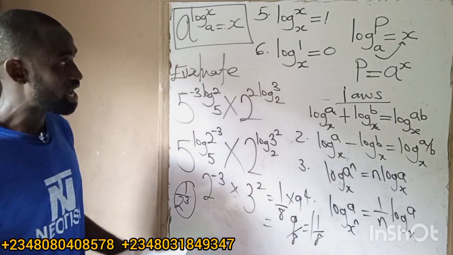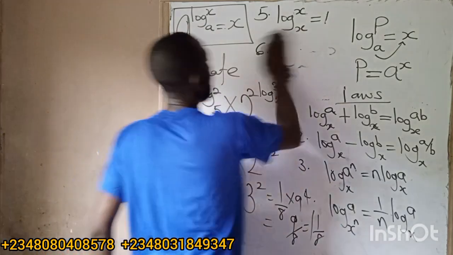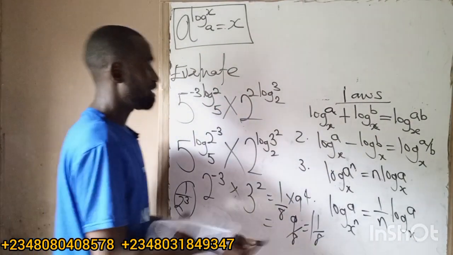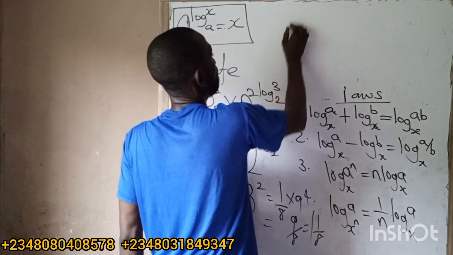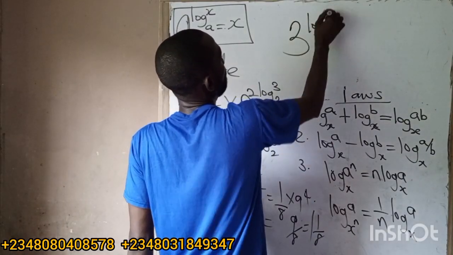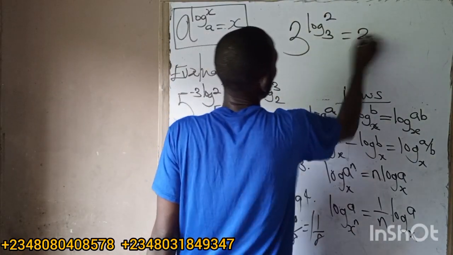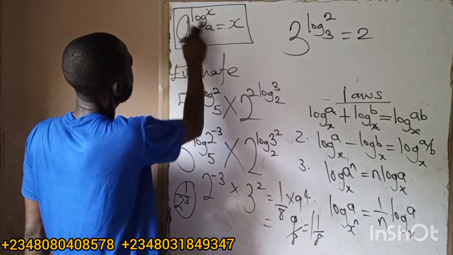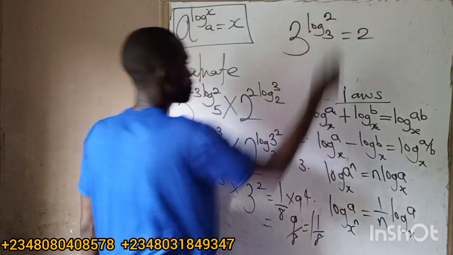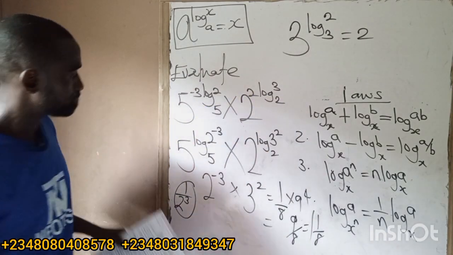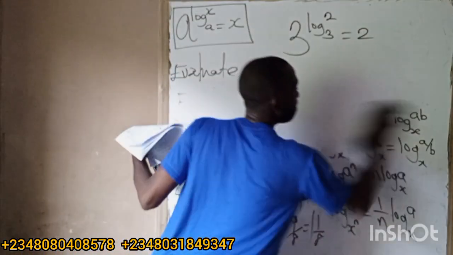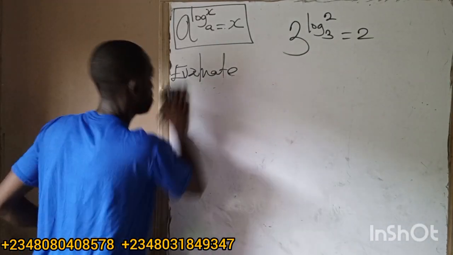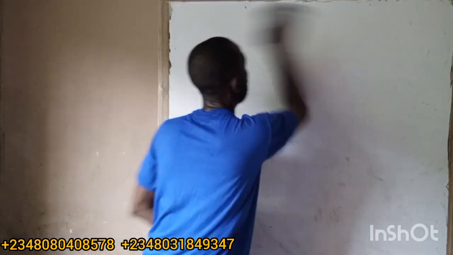That's all. So it means if I have 3 raised to power log of 2 base 3, our answer equals 2. By virtue of this law, the 3 and log base 3 cancel out. So that is that. Let's go to the next one. Let me write this off.